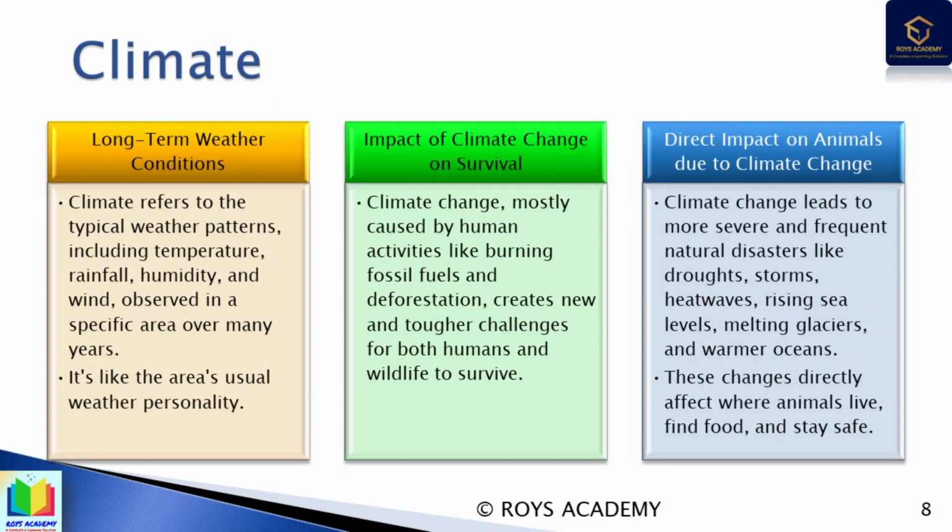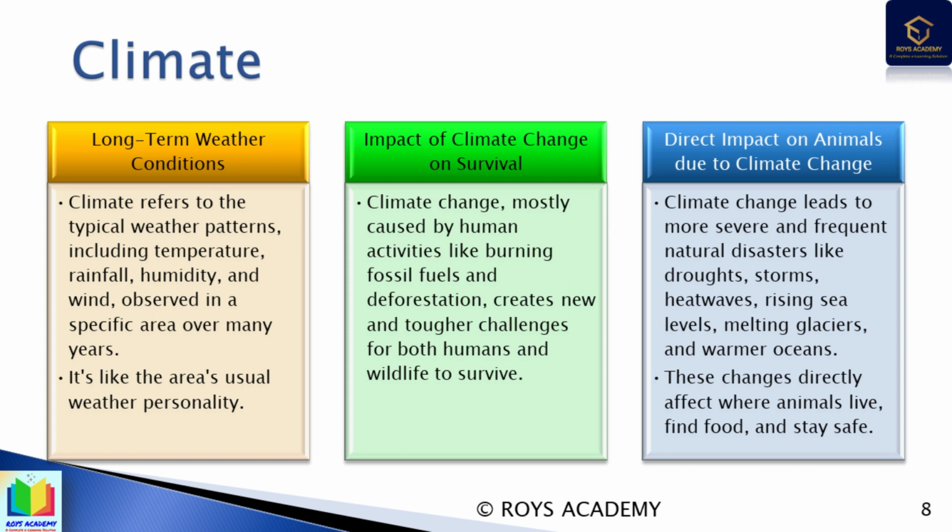Climate: long-term weather conditions. Climate refers to the typical weather patterns, including temperature, rainfall, humidity, and wind, observed in a specific area over many years. It's like the area's usual weather personality. Impact of climate change on survival. Climate change, mostly caused by human activities like burning fossil fuels and deforestation, creates new and tougher challenges for both humans and wildlife to survive.